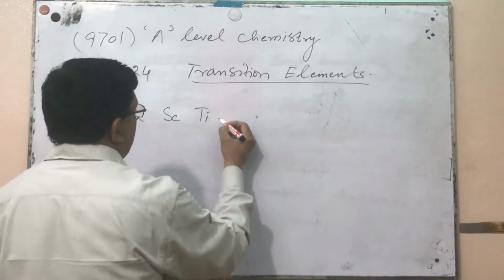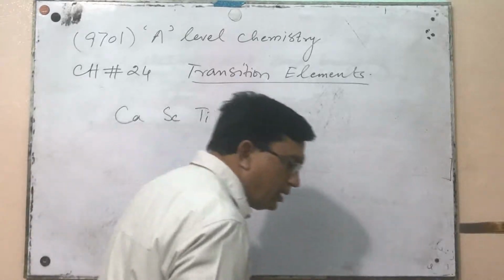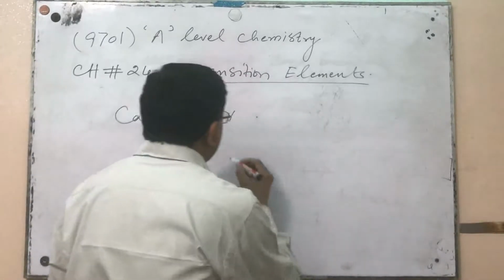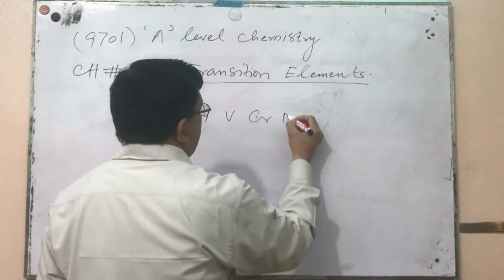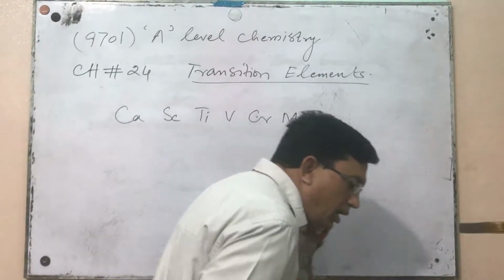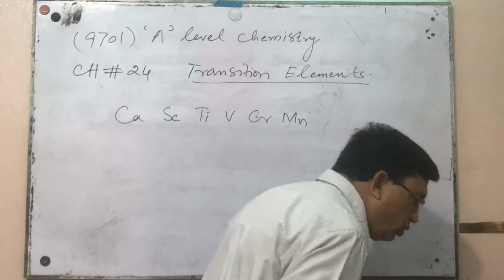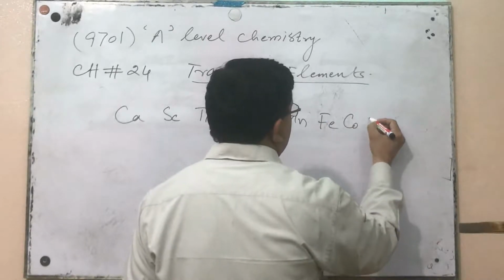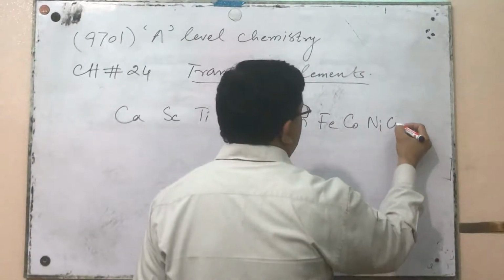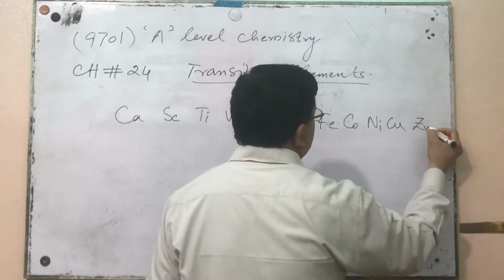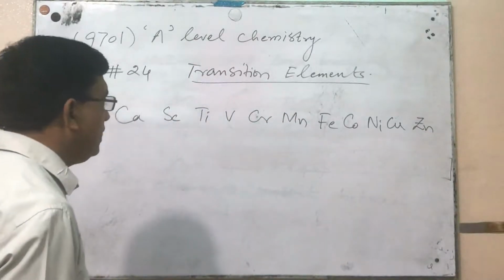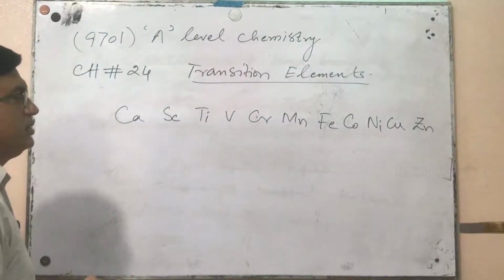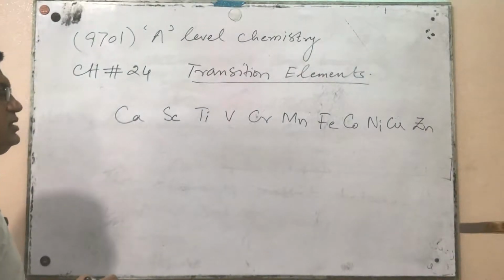titanium, vanadium, chromium, manganese, Mn, iron, cobalt, nickel, copper, and then finally zinc. This is the first d series.